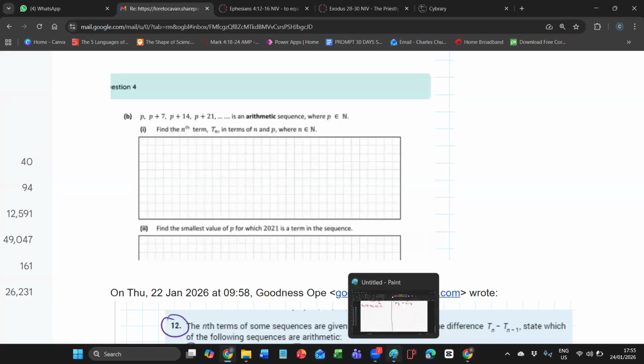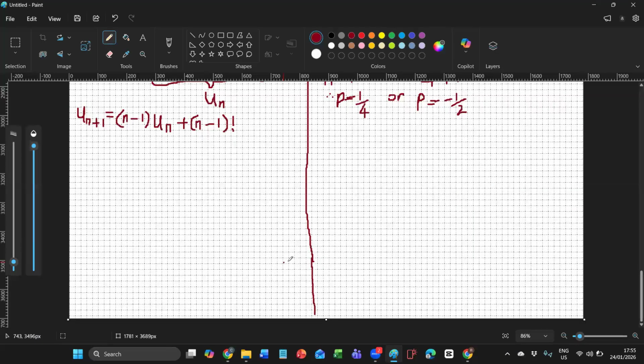It's just adding 7 to it. Yes, it's 7 to each term, isn't it? Yes, sir, 7 has been added to it. So I think it's safe for us to conclude that 7 is the common difference, isn't it?